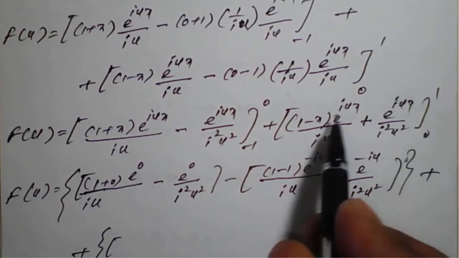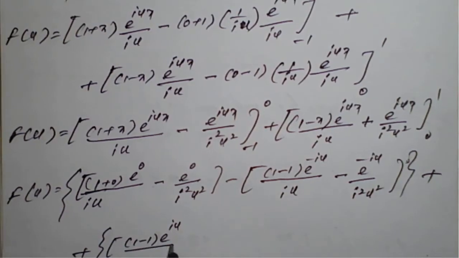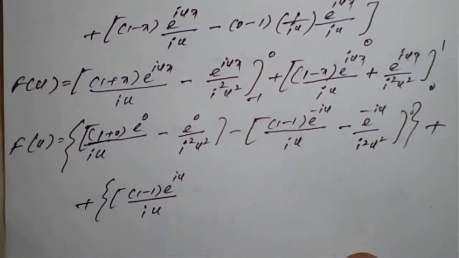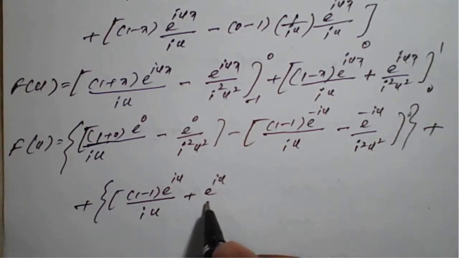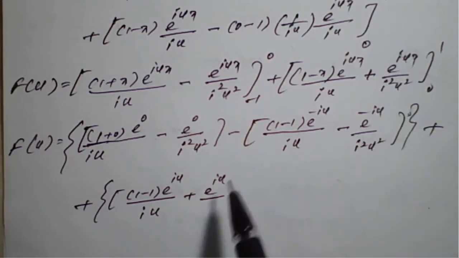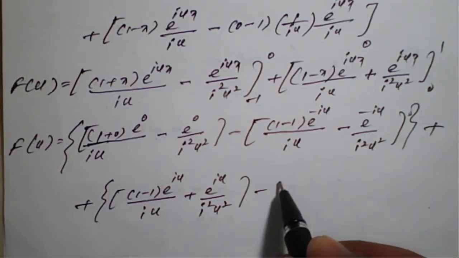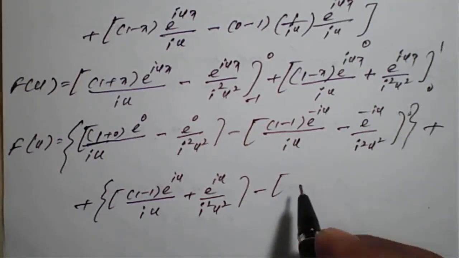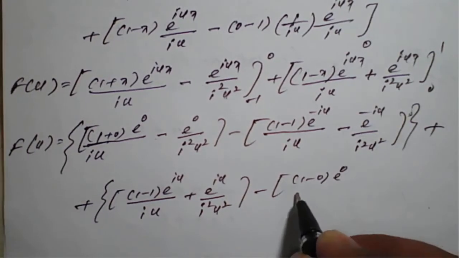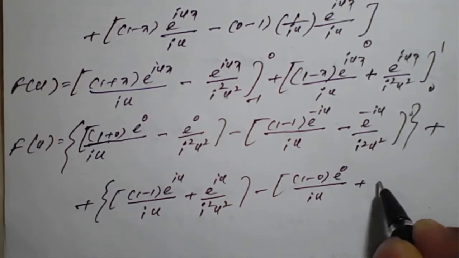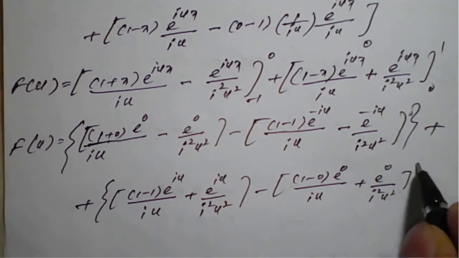So we replace x by 1, so it will become 1 minus 1 e raised to iu divided by iu plus e raised to iu, x will be replaced by 1, so therefore e raised to iu divided by i square u square. First term minus, if you apply a lower limit, it will become 1 minus 0 e raised to 0 divided by iu plus e raised to 0 divided by i square u square. So be careful while applying the limits.